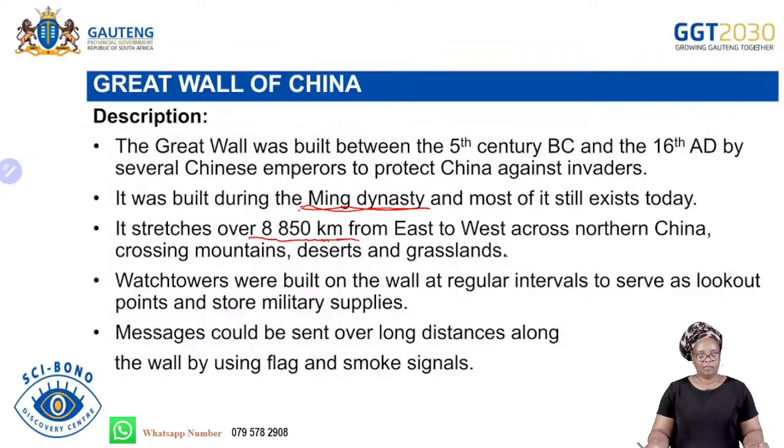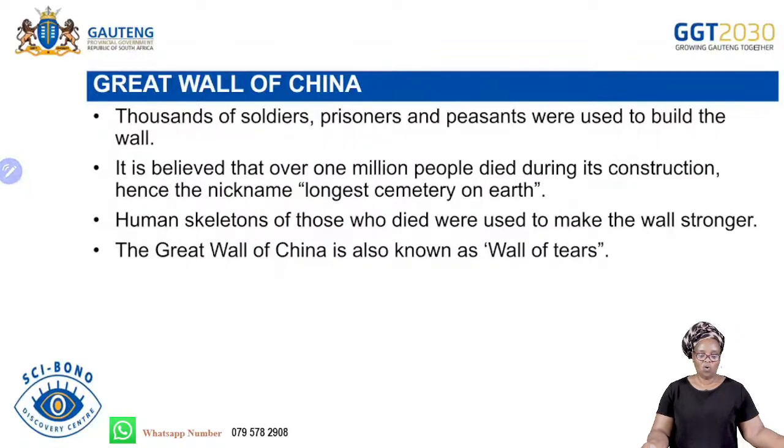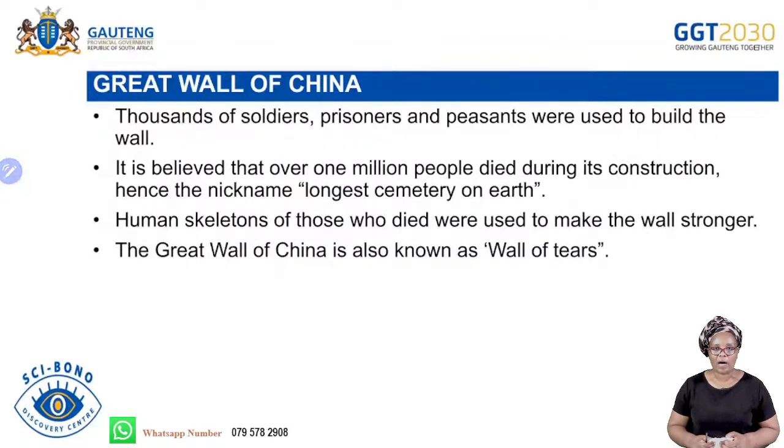And messages could also be sent over long distances along the wall by using flag and smoke signals. If they see smoke, they know that it's a message for this. If they see the flag, they know that it means this. So that's how the wall was built.